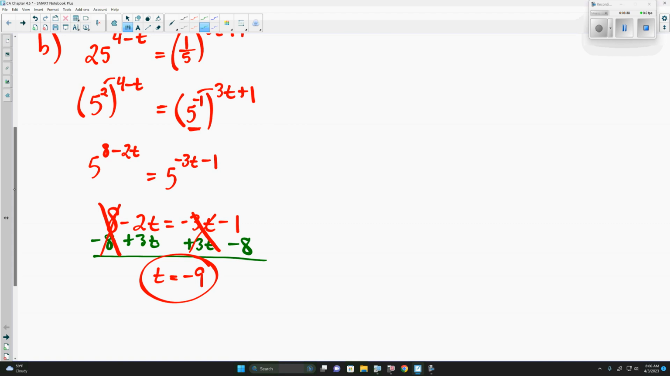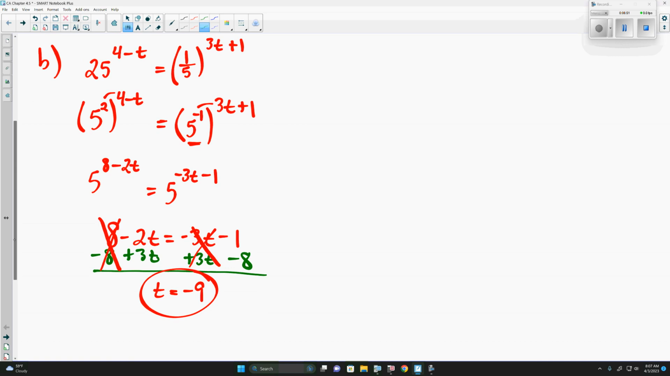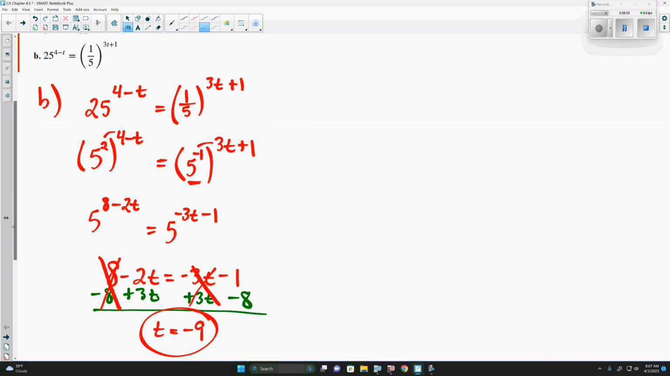Any questions on any of this here? So really with this here, getting the bases to be the same is what helps us solve these. Now there's going to be methods that we're going to go over later, especially using logarithms, that will also work for these here. It's just here, it's a little bit easier. We have a little less to work with.